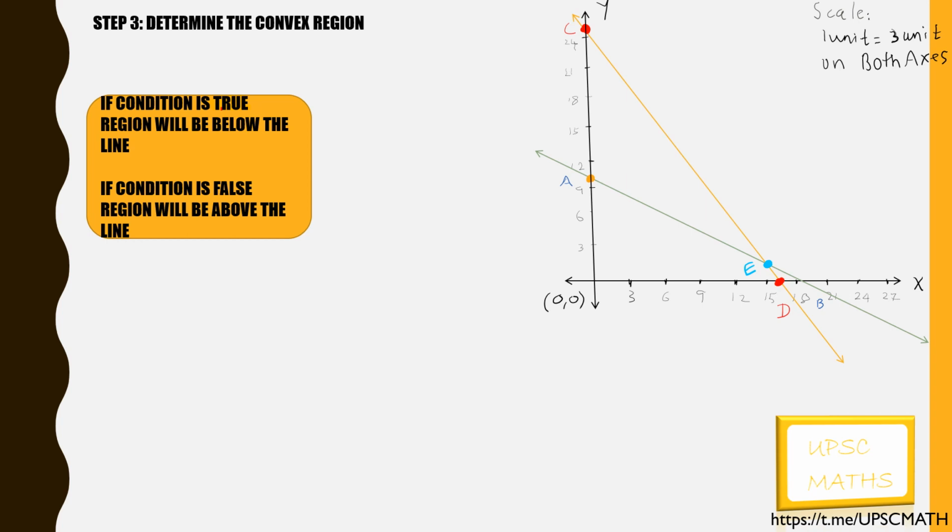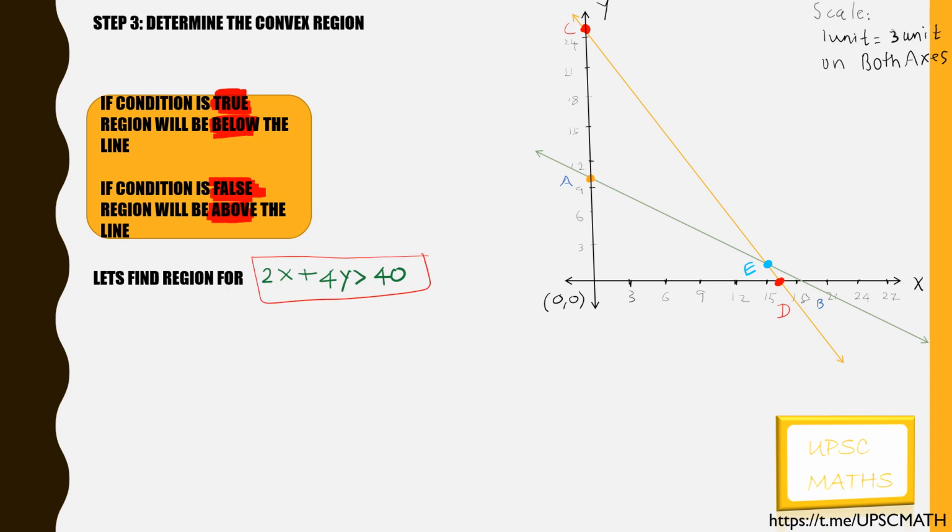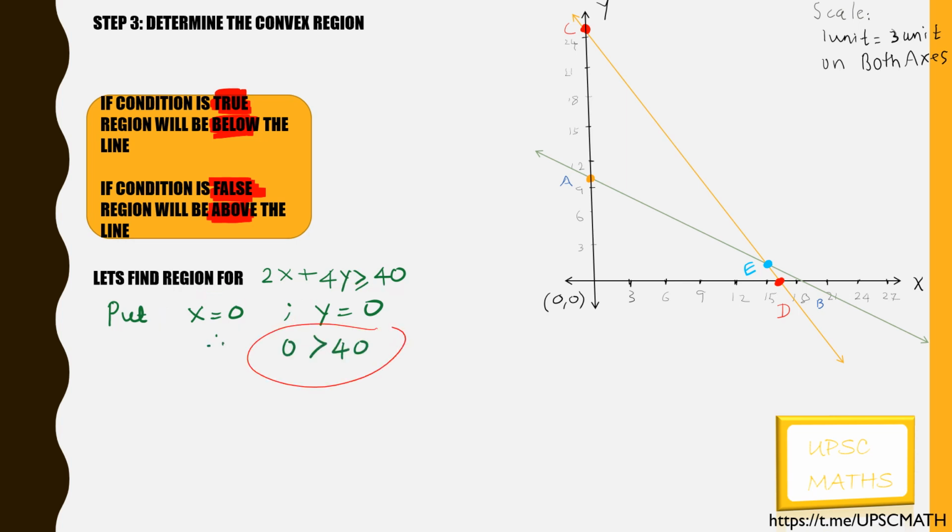Now we have to determine the convex region. I hope you remember this statement: if the condition is true, the region will be below the line, and if the condition is false, the region will be above the line. And the cheat code TB. Let's find the region for 2x + 4y ≥ 40. Put x = 0 and y = 0. We get 0 ≥ 40, which is false, and hence the region will be above the line.